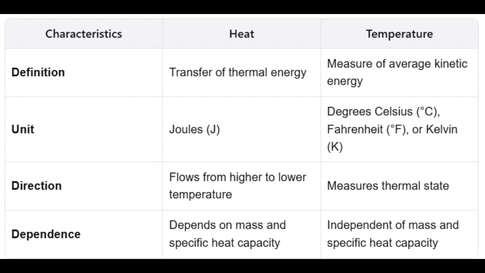So the next difference is about dependence. Heat transfer depends on the mass and specific heat capacity of a substance. This means that the amount of heat transferred between two objects depends on their masses and how easily they can absorb or release heat. Temperature, however, is independent of mass and specific heat capacity. It's a measure of the average kinetic energy of particles regardless of the substance properties.